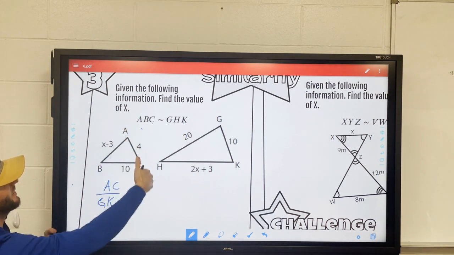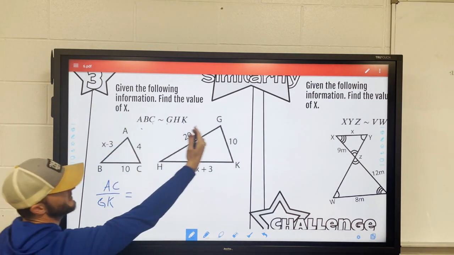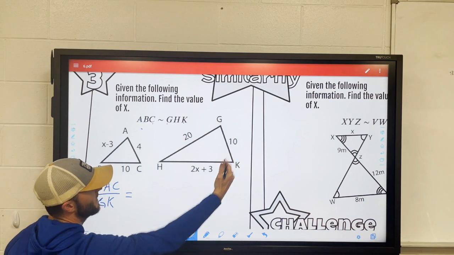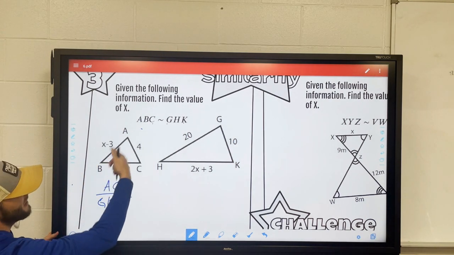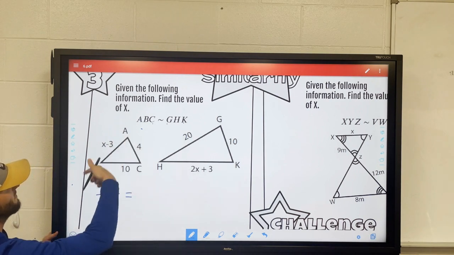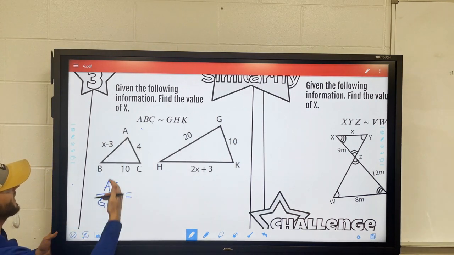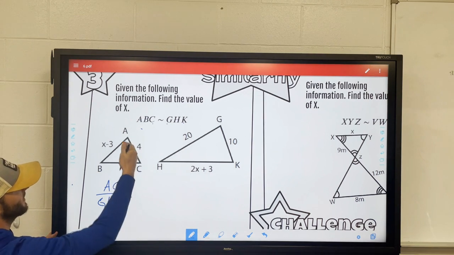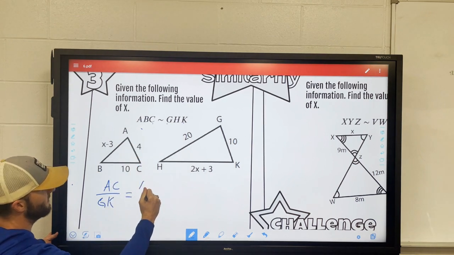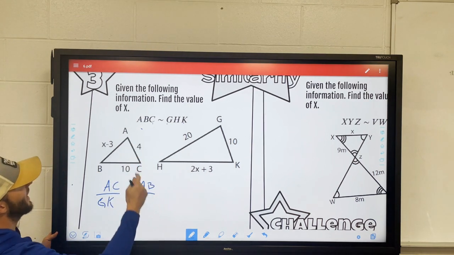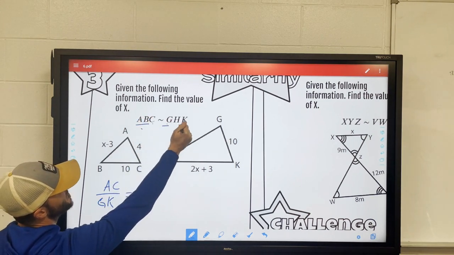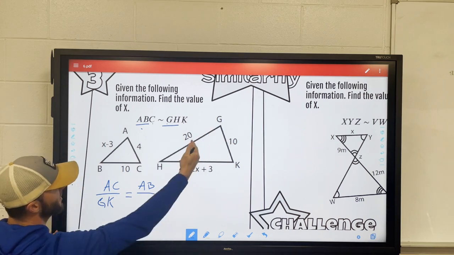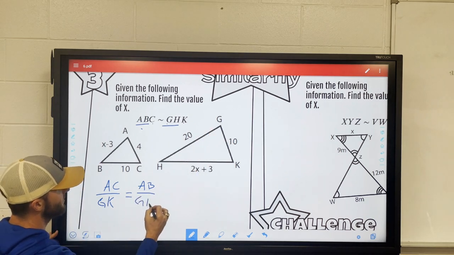So AC, I know I'm multiplying times something to get to GK, okay? Now let's look. I need to find what X is. I can either use AB or HK. Let's work with AB right now. A to B is on the same triangle as AC, so I'm going to put AB on top. And AB is going to be the same thing as GH because it's listed, AB and GH. So GH here is going to be 20.